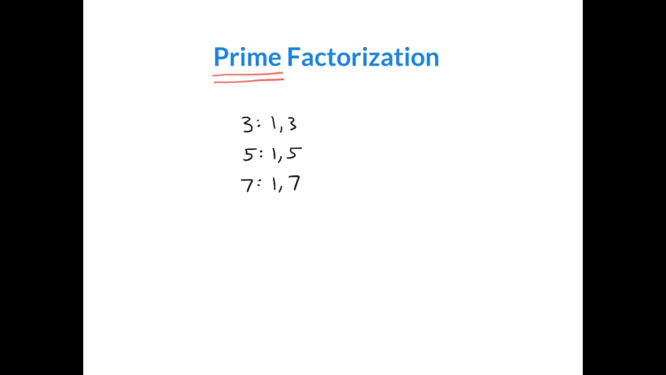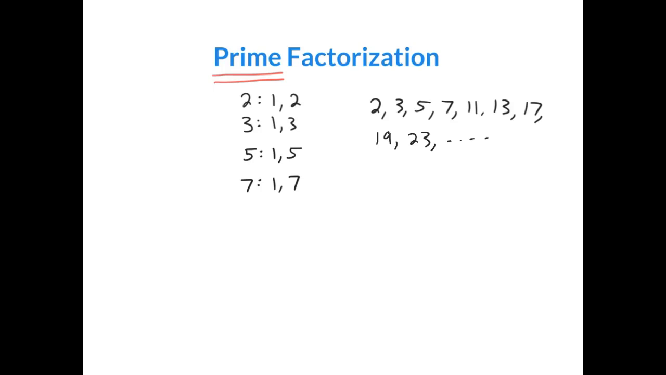Now, there are many prime numbers. The smallest one is the number 2. It's the smallest and it's the only even prime number. So the prime numbers are 2, 3, 5, 7, 11, 13, 17, 19, 23, and so forth. So when we do prime factorization, we're going to want to end up with prime numbers.